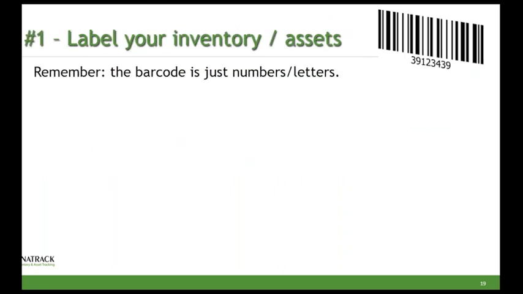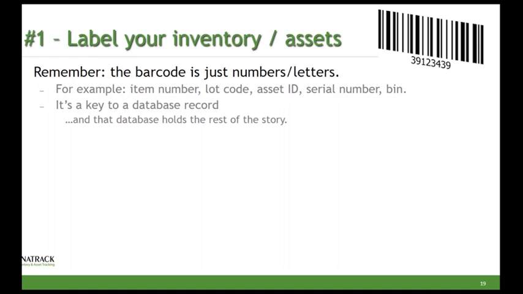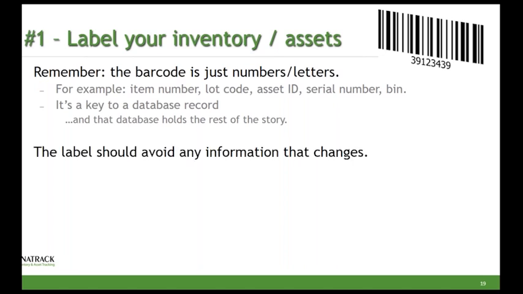So number 1, label your inventory or your assets. Well, as I mentioned before, remember that the barcode is just numbers and letters. So for example, it could be an item number, a lot code, an asset ID, a serial number. It could be a bin. It's just a key to a database record, and it's important to remember that database is there to hold the rest of the story.